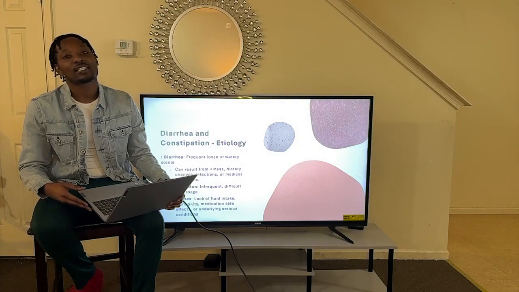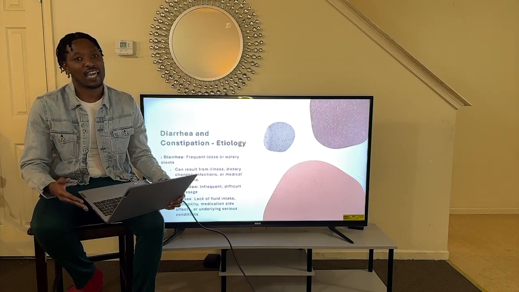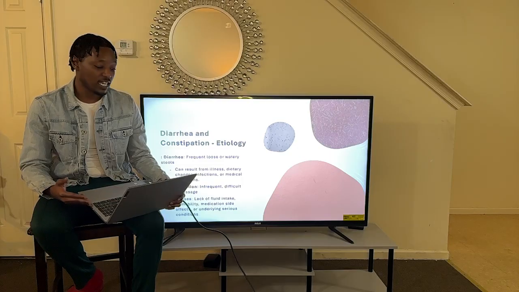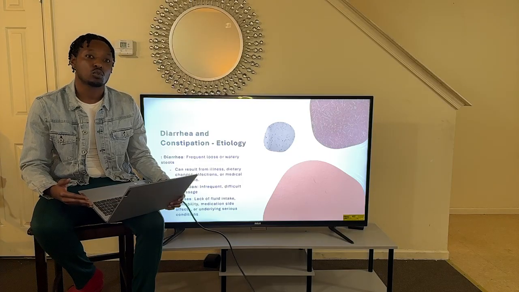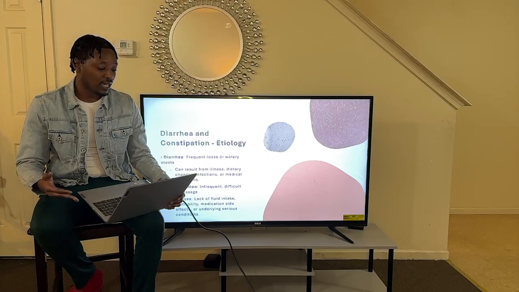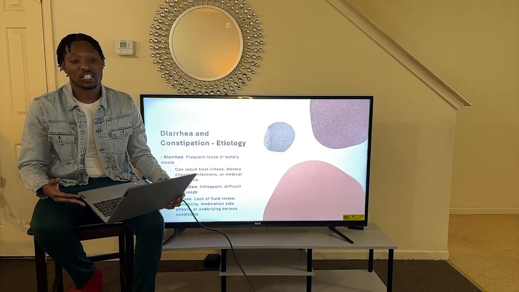And then we have constipation, which I'm sure everybody has, like diarrhea, experienced at some point in your life. Constipation is an infrequent, difficult stool passage. This is caused by a lack of fluid intake, immobility, which is not moving around and laying around in bed, medication side effects, and underlying serious conditions.